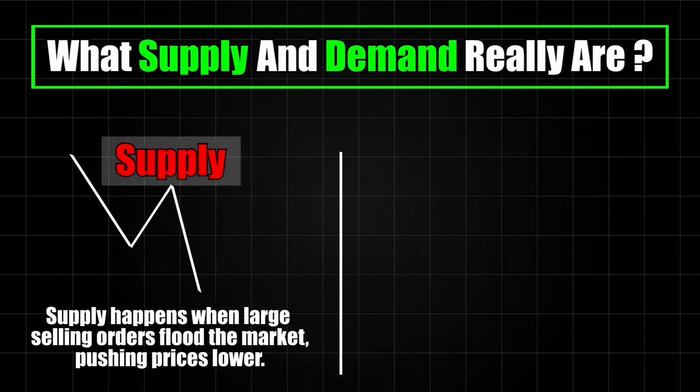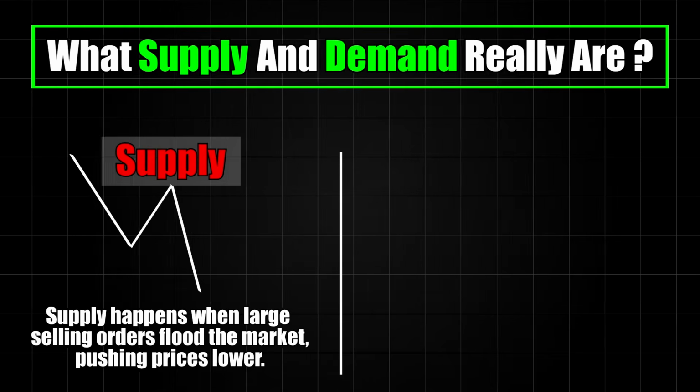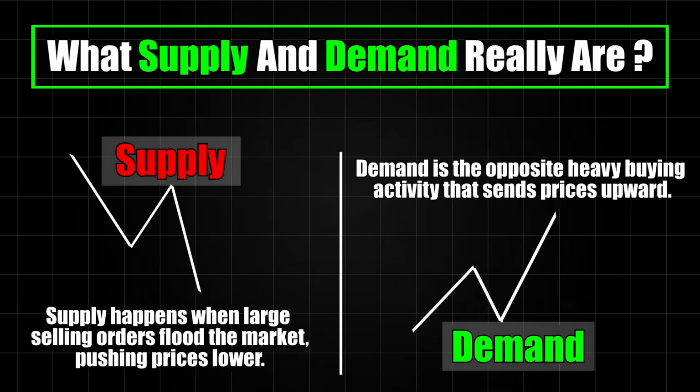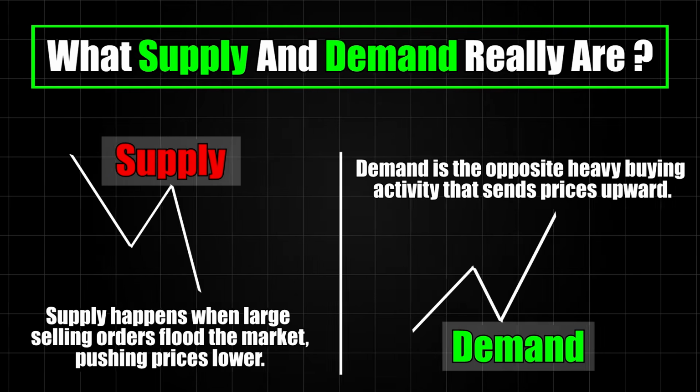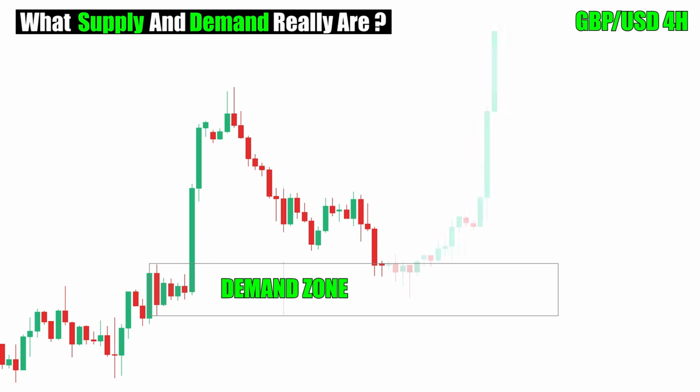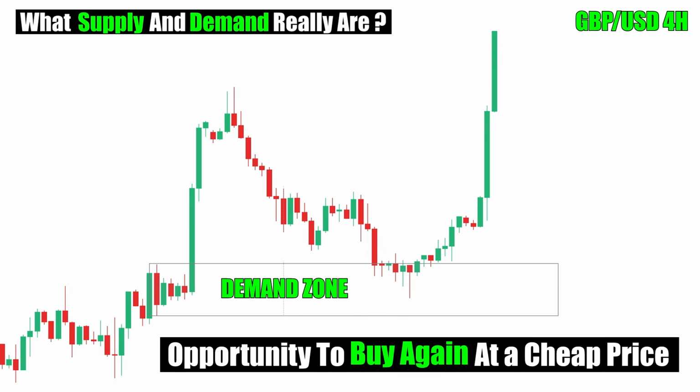Supply happens when large selling orders flood the market, pushing prices lower. Demand is the opposite: heavy buying activity that sends prices upward. Here's a simple way to look at it. Imagine this demand zone in the GBP-USD pair. This range shows a price level where buyers stepped in heavily before. Since traders considered it a fair price in the past, there's a strong chance they'll react to it again in the future. So if price revisits that zone, it creates an opportunity to buy at a discounted level.